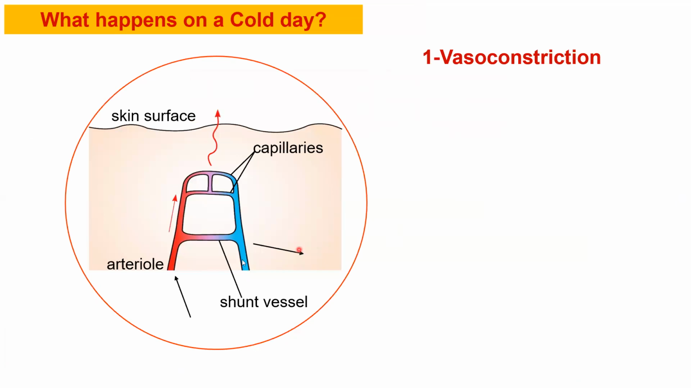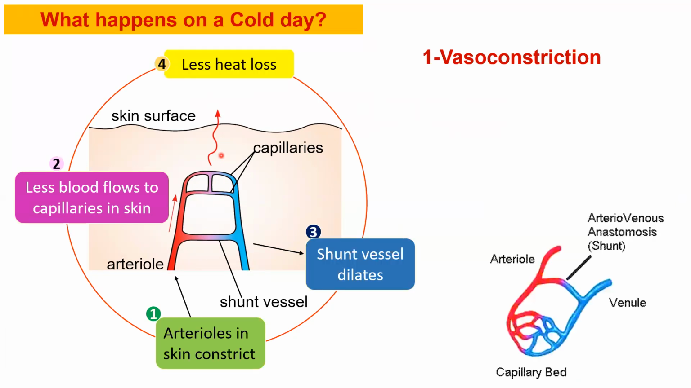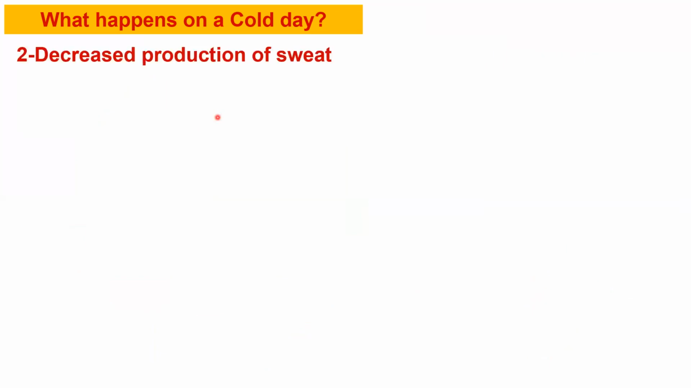So that is, the arterioles are very much squeezed, shunt vessels are dilated, capillaries are having less blood flow. See, the heat is being less lost from the skin surface. ठीक है जी, so you can have a screenshot of this slide as well. So vasoconstriction is very much important because more blood is flowing through the shunt vessel that is not facing towards the skin surface, so less heat is being lost.